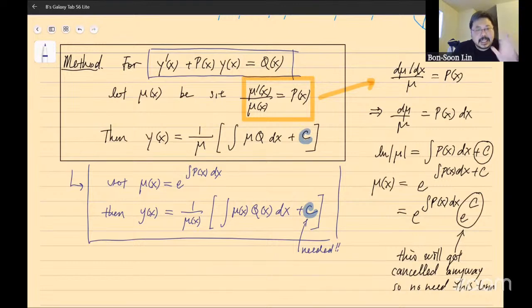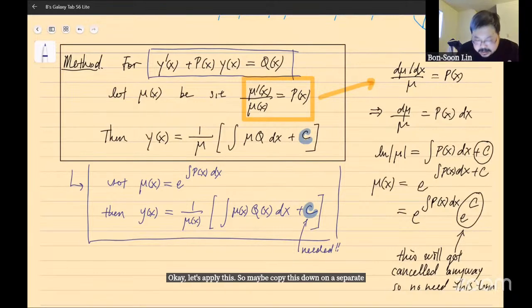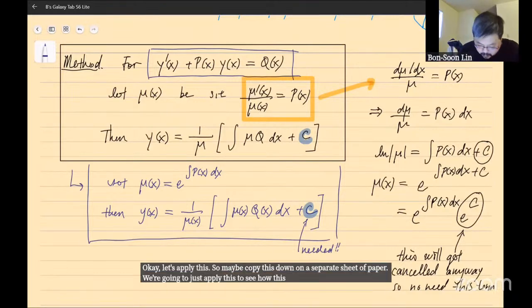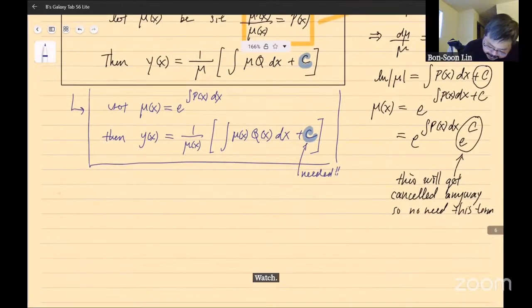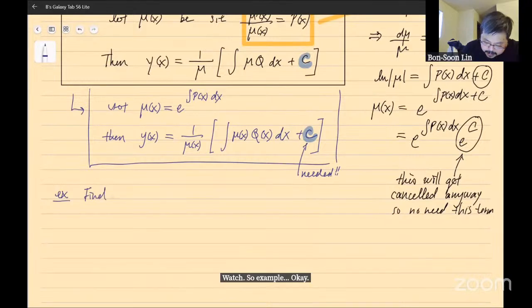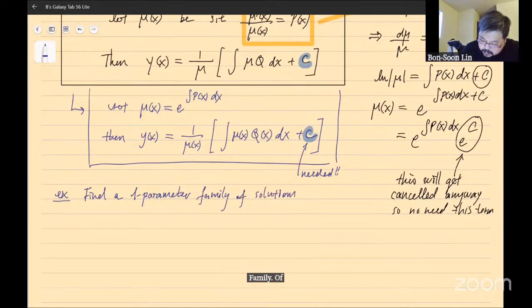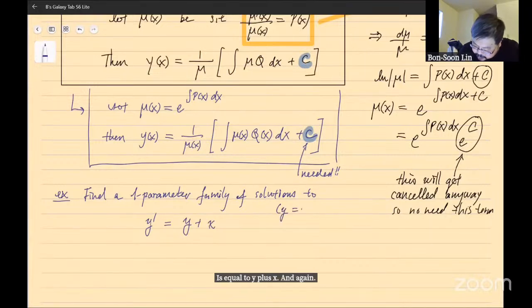Okay, let's apply this. So maybe copy this down on a separate sheet of paper. We're going to just apply this to see how this could solve a problem. Watch. So, example. Find a one parameter family of solutions to this differential equation. y prime is equal to y plus x. And again, the function y is a function of x.